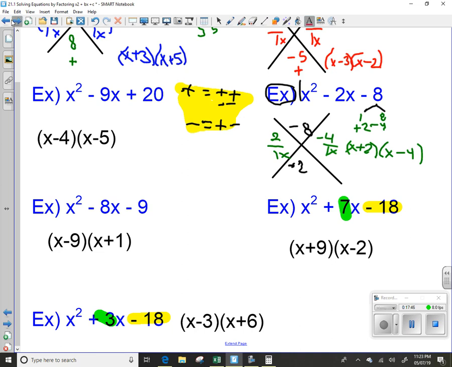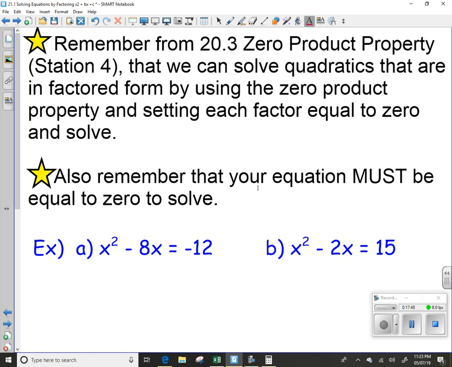And the last slide here. If you go back to station 4, and we've kind of done it on Problem of the Day several times, is that zero product property, that we can solve quadratics that are factored by using our zero product property by setting each parenthesis equal to 0. Now, it has to be equal to 0 to be able to factor it and solve.